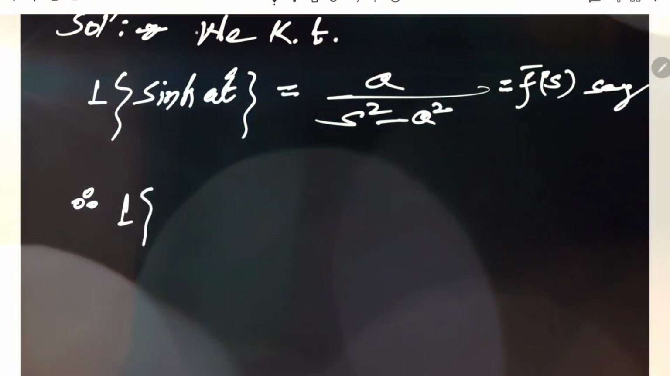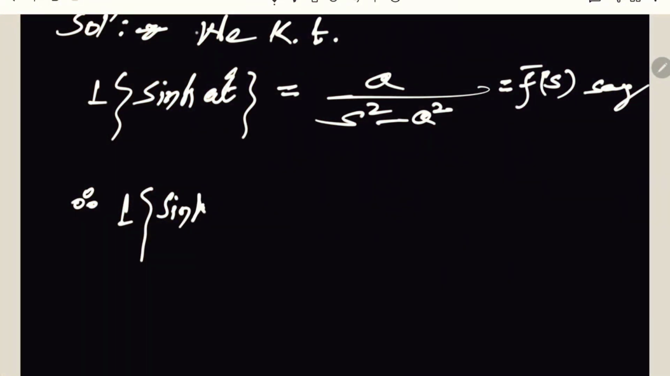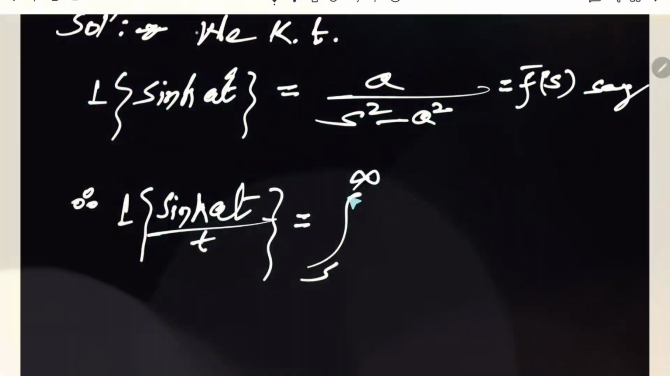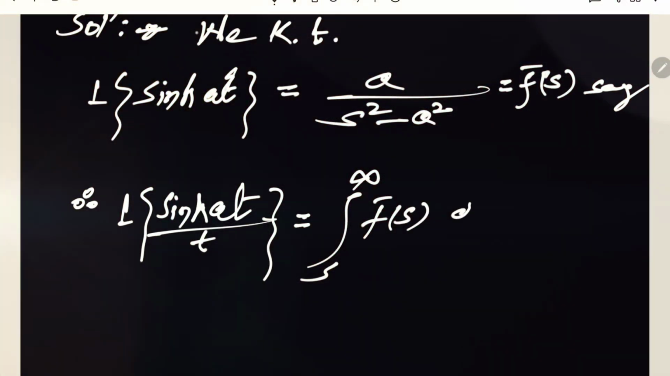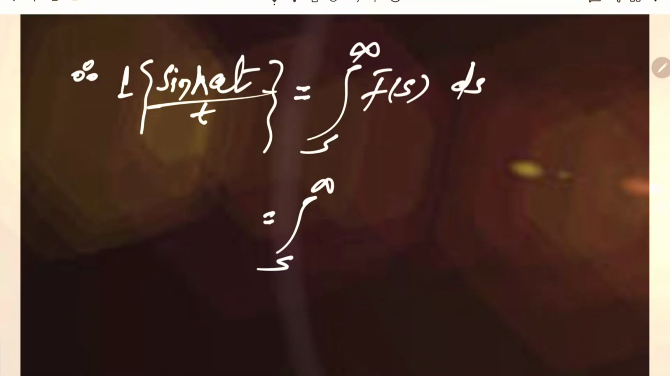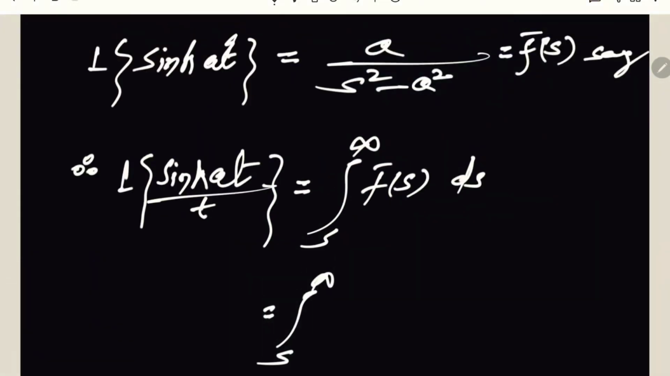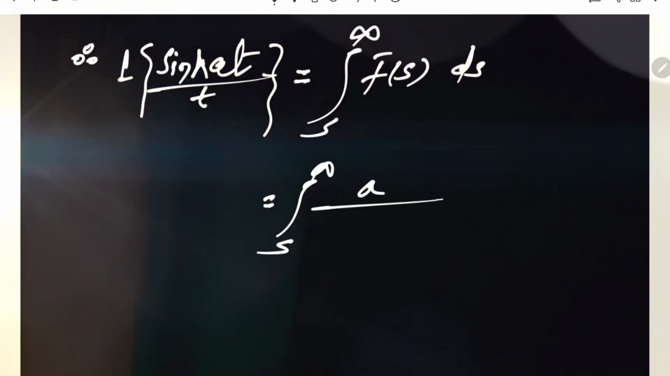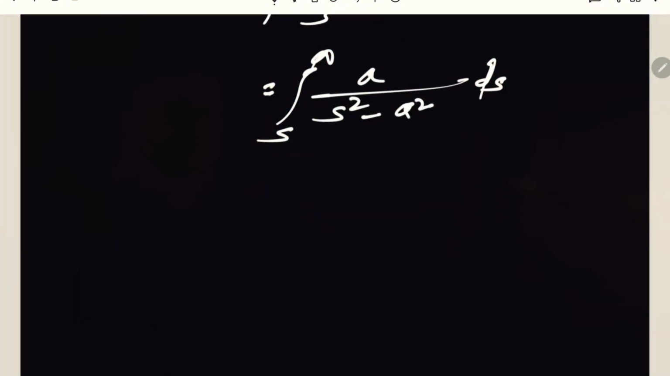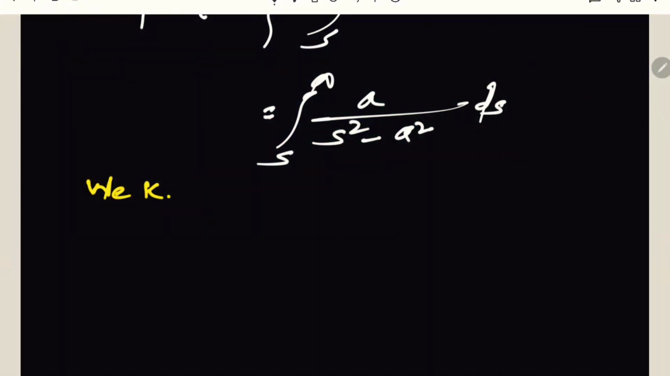Therefore, by that theorem, Laplace of sin hyperbolic a t divided by t is equal to the integration from s to infinity of f bar of s ds. Then substituting the value, we get the integration from s to infinity, f bar of s is a upon s square minus a square, with respect to s. A is a constant term, we take it outside the integral sign, and we take the help of the standard result from integration.